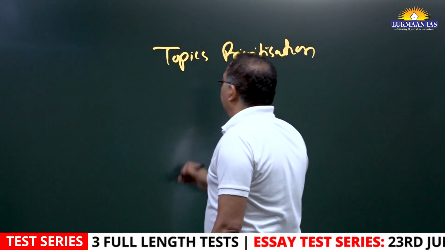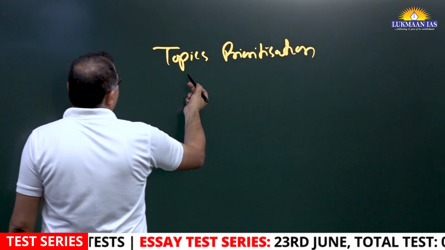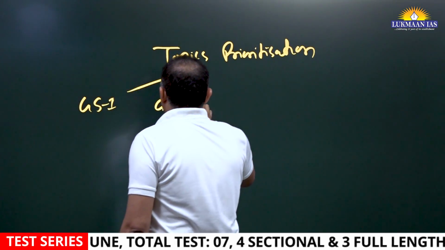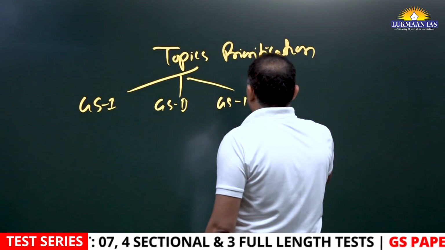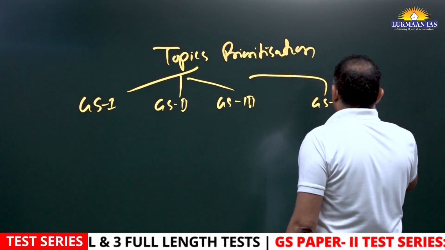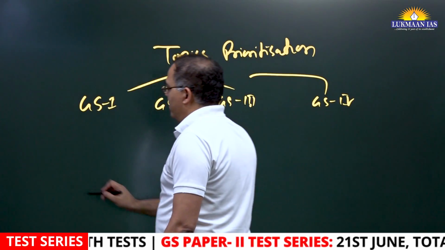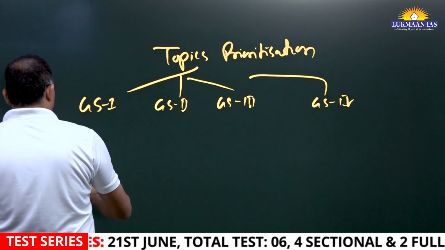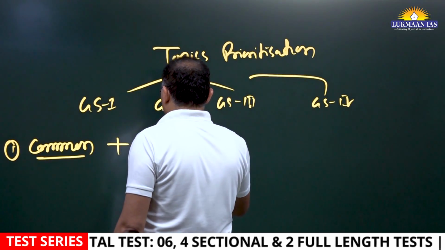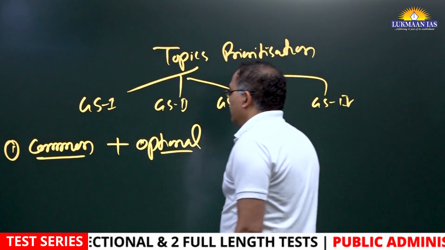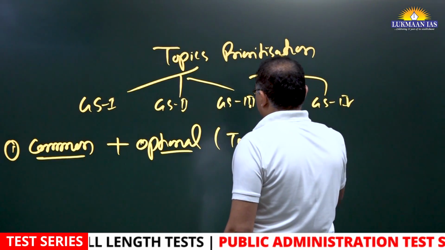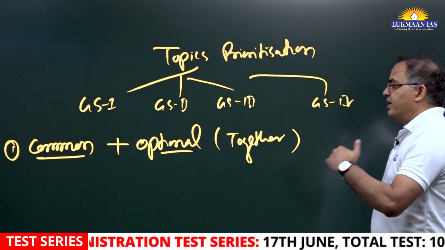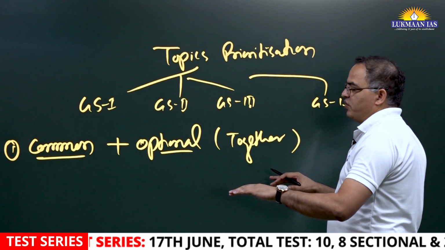Now, topics prioritization. Let's take GS1, GS2. First, find out common topics. Do we have any common topics? Plus common with optional. You should do this together, especially if you are struggling with time management. That is how you can follow it.